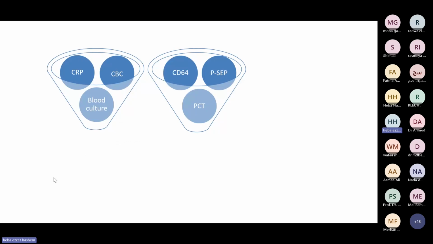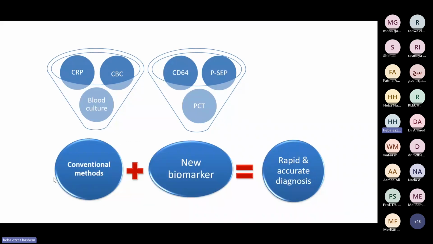The new trend in the different neonatal ICUs worldwide is the combination of the conventional methods, including the hematological indices, CRP, and the blood culture, with new biomarkers like CD64, presepsin, and procalcitonin for rapid and accurate diagnosis.